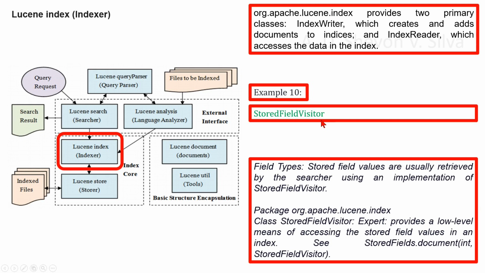Stored fields are essentially the opposite of postings, providing efficient retrieval of field values given a doc ID. All stored field values for a document are stored together in a block. Different types of stored fields provide high-level data types such as strings and numbers on top of the underlying bytes. Stored field values are usually retrieved by a searcher using an implementation of StoredFieldVisitor.